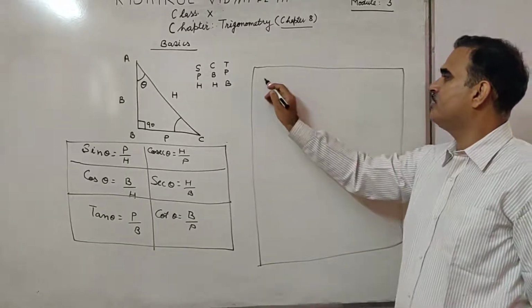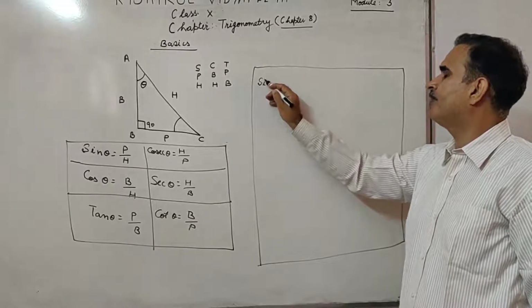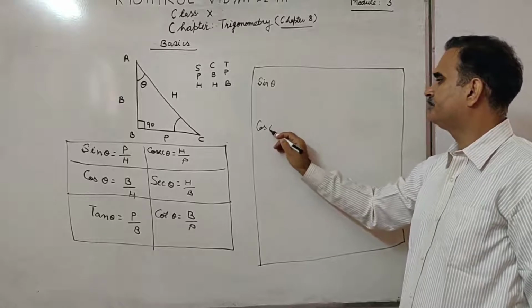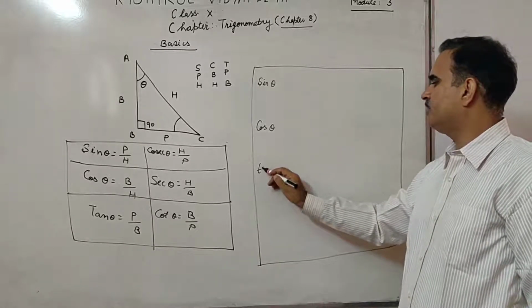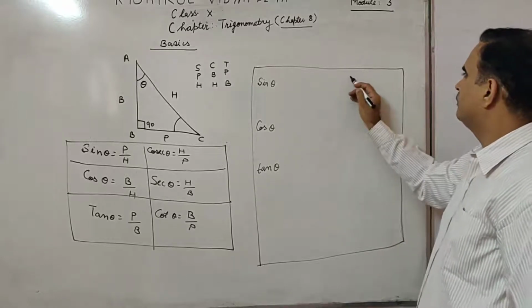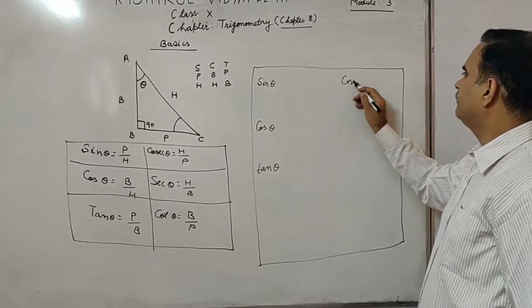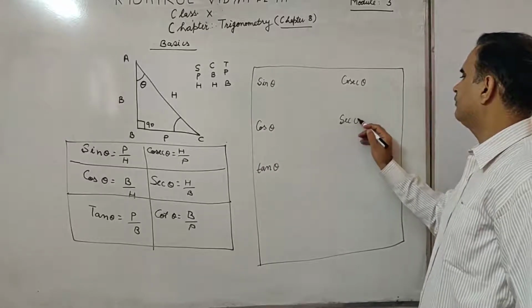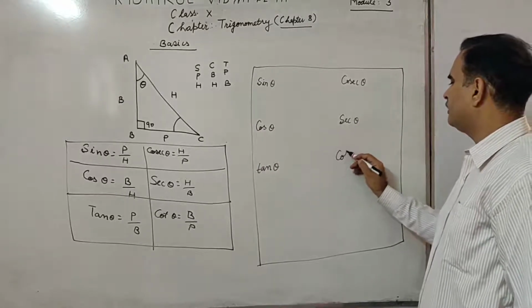There are 6 T ratios. One is sine theta, another is cos theta, third is tan theta, and 3 are inverses of these. This is cosec theta, another is sec theta, another is cot theta.